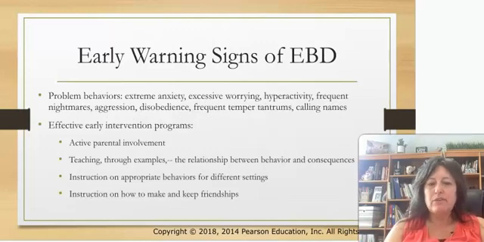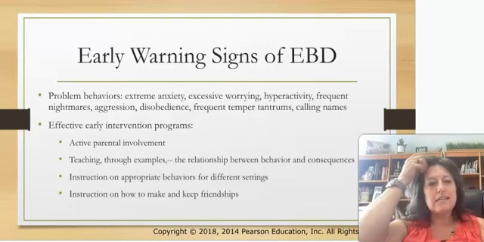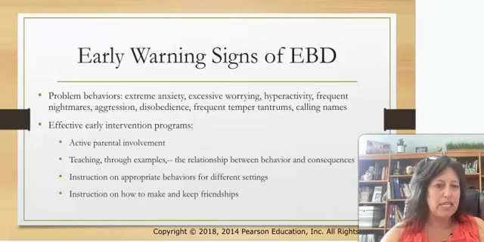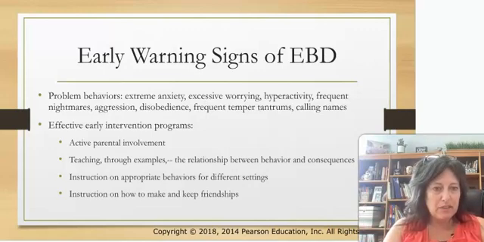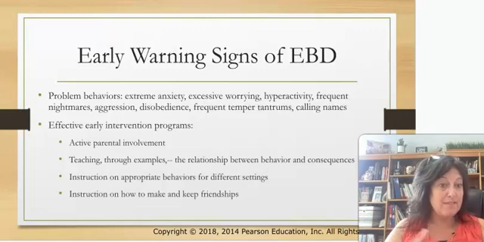So the problem behaviors, things like extreme anxiety, excessive worrying, hyperactivity, frequent nightmares, disobedience, frequent temper tantrums, name calling. Some of these are normal. It's normal to worry a little bit. It's normal for little kids to be bouncy. It's normal for toddlers to throw a temper tantrum. What's not normal is behavior that is excessive and pervasive, so it continues well beyond the bounds of what is developmentally appropriate.